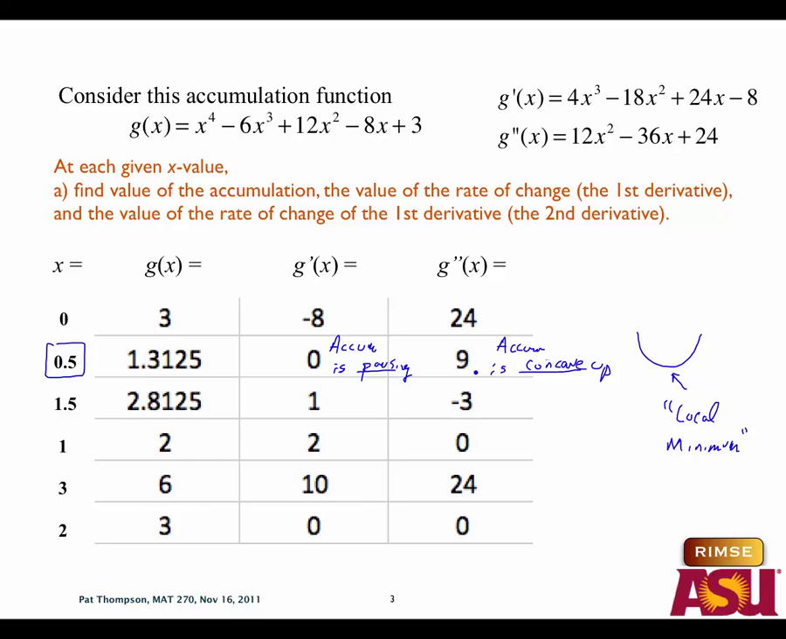Okay, so what would need to be true at a local maximum? So the accumulation graph looks like that. So what would the numbers be telling us, or what would the numbers be like to tell us that we have a local maximum of the accumulation? Talk to the person next to you. Go.